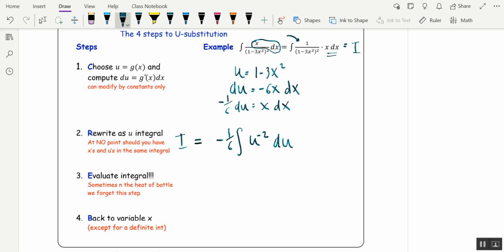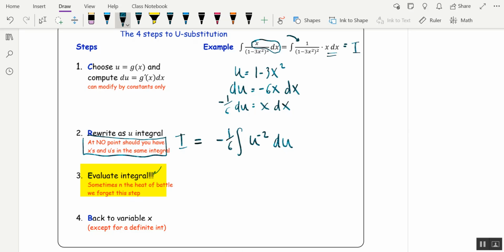All u's. Never, ever, ever have u's and x's in the same integral. There's some yahoos out there on YouTube that have videos where you're doing that, and it's just wrong. So don't be a yahoo. Okay, so now we evaluate the integral.